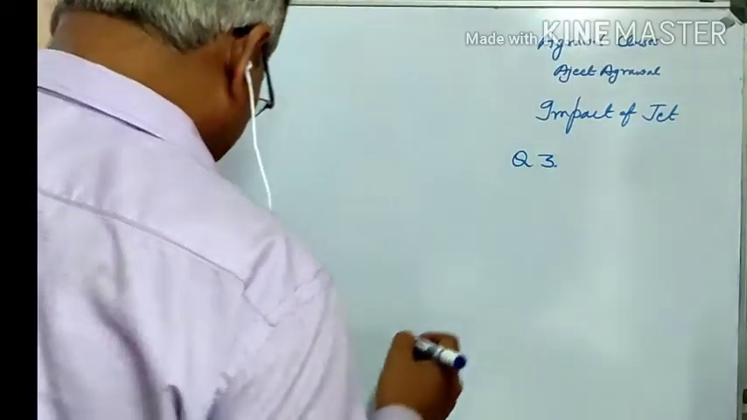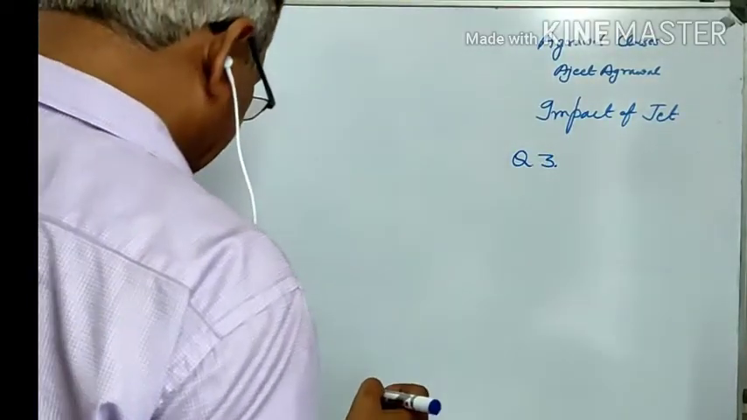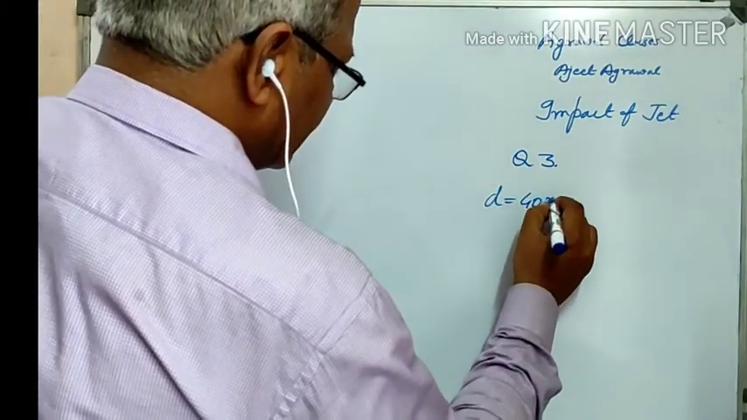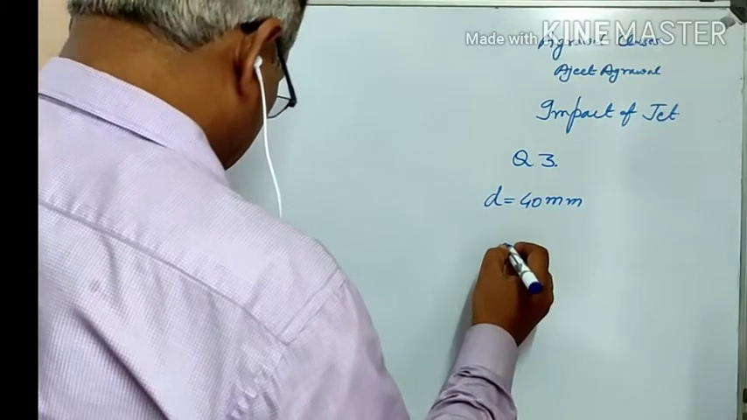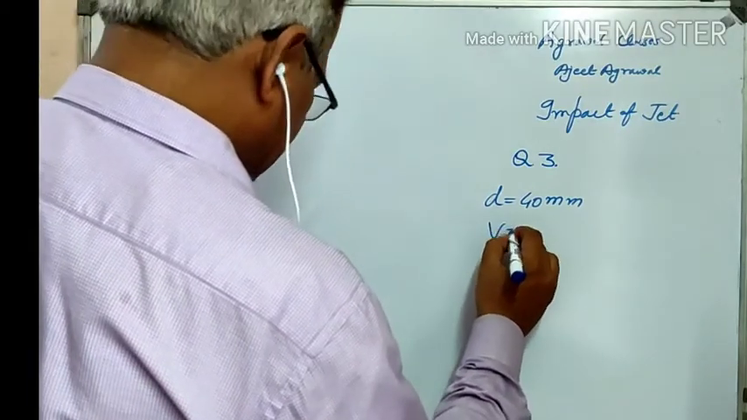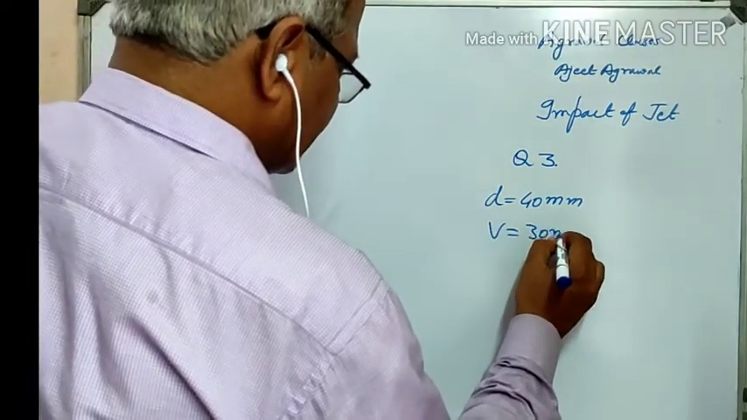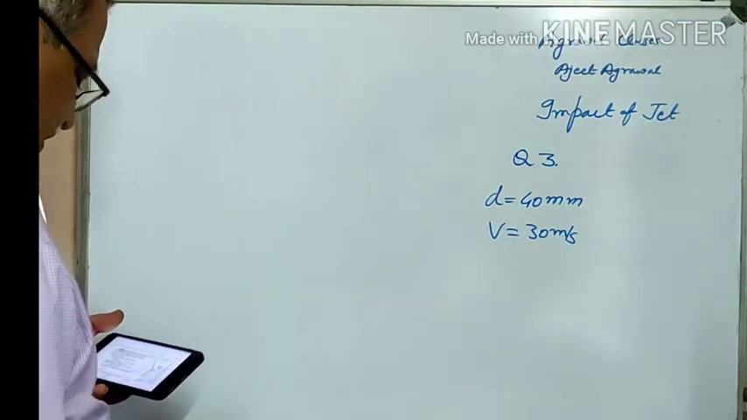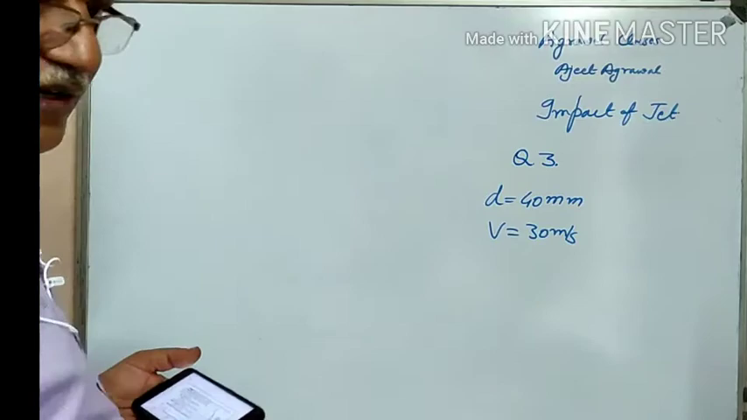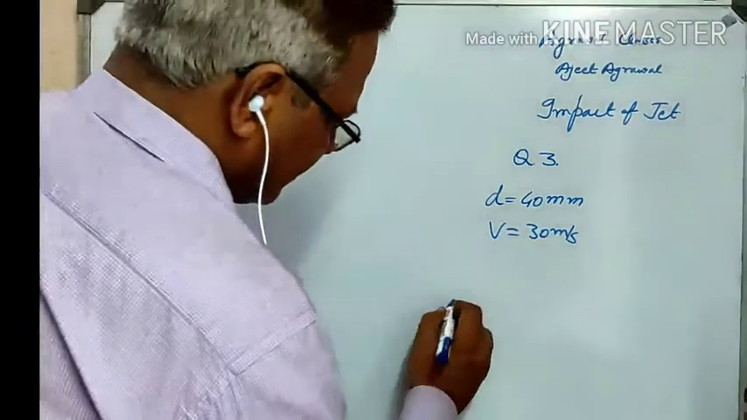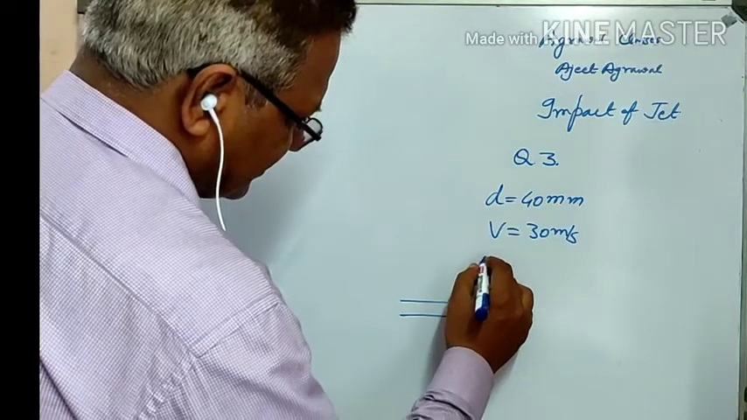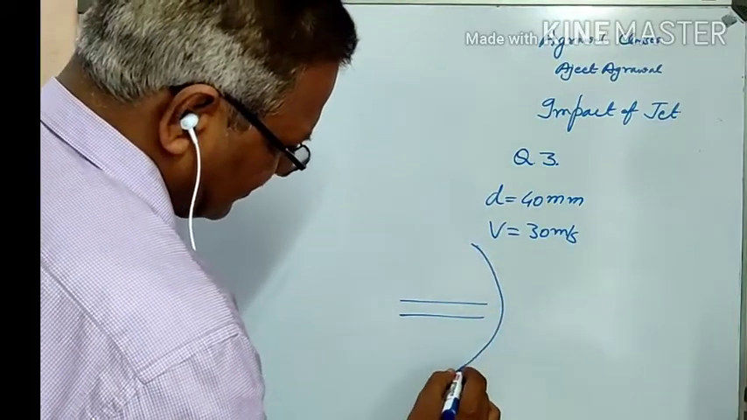In question number 3, it is given that the diameter of the jet is equal to 40 millimeter, and the velocity of the jet is given as 30 meter per second, and the jet is striking a fixed symmetrical plate at the center. That means this is the jet coming out and it is striking on a fixed symmetrical plate.